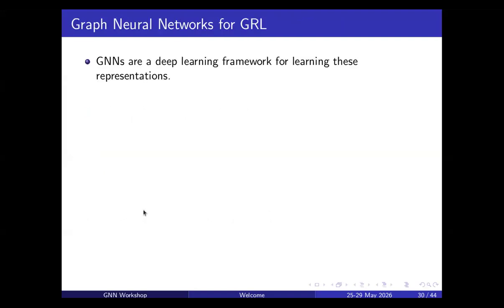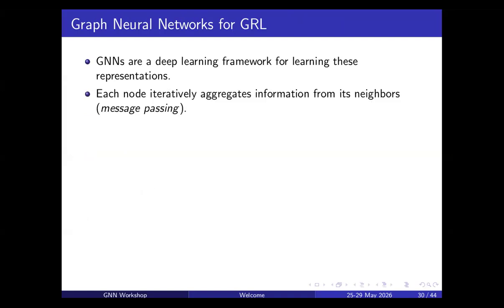So let's understand how graph neural networks are working for this particular item. GNNs are a deep learning framework for learning this representation, specifically for node-level interaction, node-level feature capturing. Basically they are getting an embedding for nodes, and this can be extended to either graph level or even edge level. Each node iteratively aggregates information from its neighbors. This process is called neural message passing.